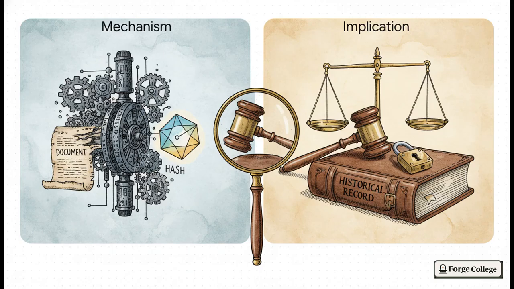Let's compare mechanism to implication. Let's be totally honest for a second. A clever technical trick, like running a document through a cryptographic hash function, isn't the same thing as its legal or historical impact. A fancy math formula on a computer screen doesn't automatically mean a judge is going to trust it in court, right? The mechanism is the hash itself. The implication is the undeniable real-world proof that nobody altered the record. You really want to keep that distinction crystal clear for your analysis.